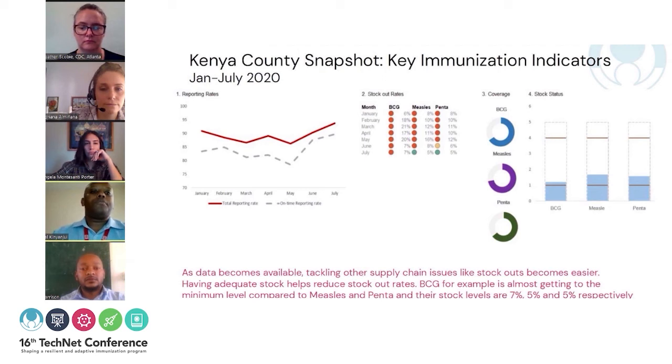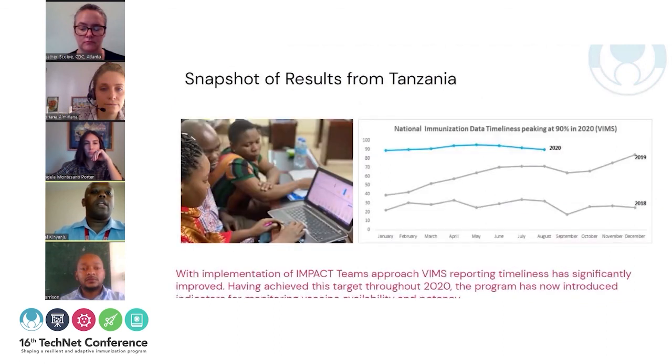We also implemented the same in Tanzania, and in Tanzania, we started with completeness and timeliness of data, but now the program has introduced additional indicators for immunization performance, and we are looking at stock status and also trying to monitor the cold chain equipment. I'll hand it over back to Harrison for continued adaptation.